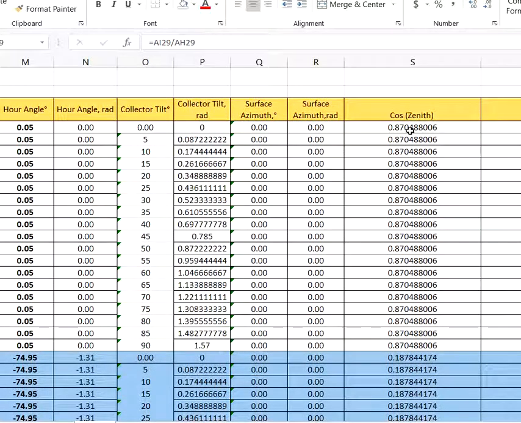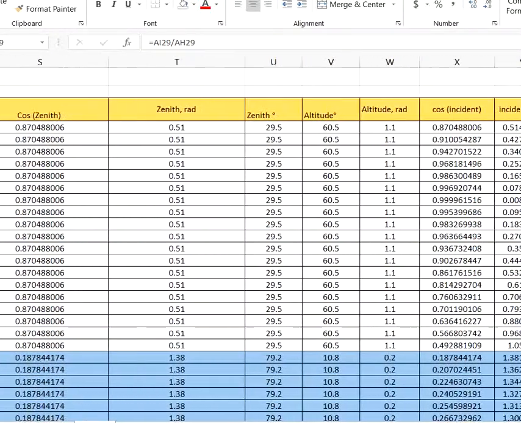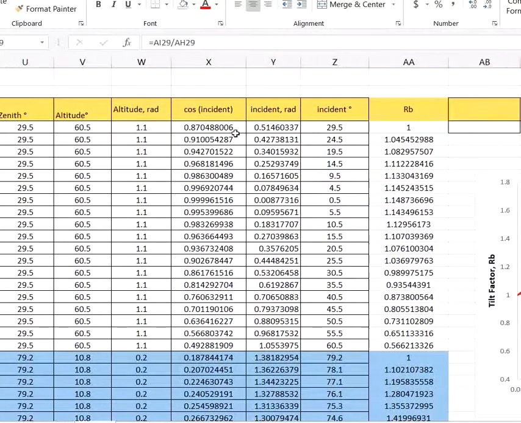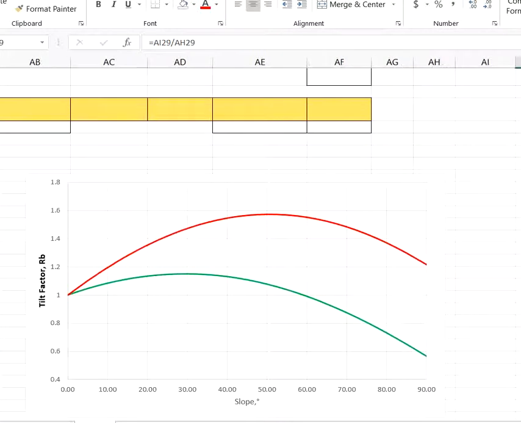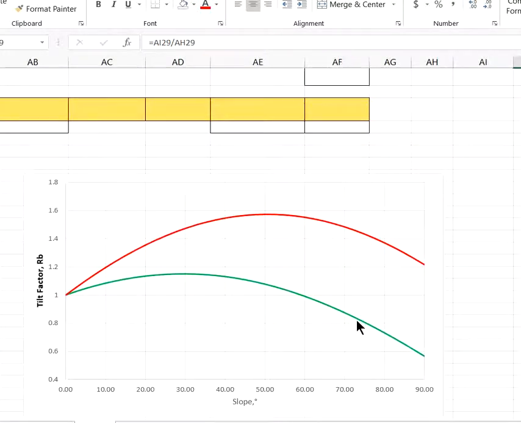Now note that the zenith angle will not change, because zenith angle is not a function of collector tilt. It is sin phi sin delta plus cos phi cos delta cos omega. So it is not changing, it remains the same. The only thing that changes is the incident angle, with increase in beta, with increase in the slope. So this is at 12 o'clock, and this variation is plotted here.